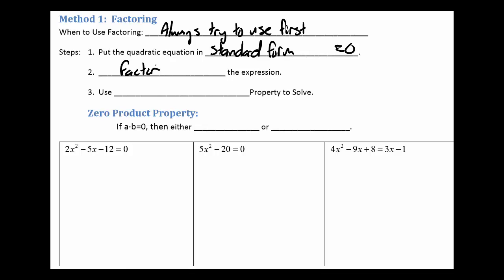And then our third step in this process is to utilize the zero product property. The zero product property simply says that either A happens to be 0 or B happens to be 0. So if I have a product of two things, and I know the product is equivalent to 0, then that means each of the individual expressions has to be equivalent to 0. Okay, so let's look at some examples.